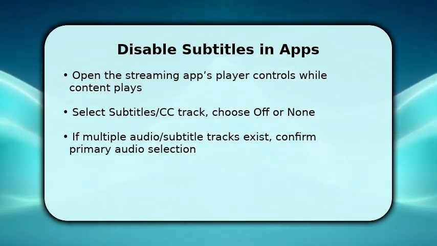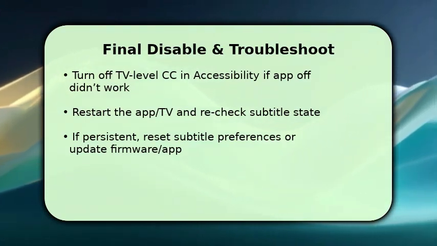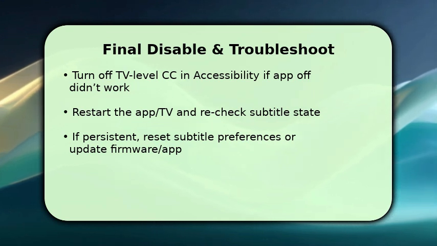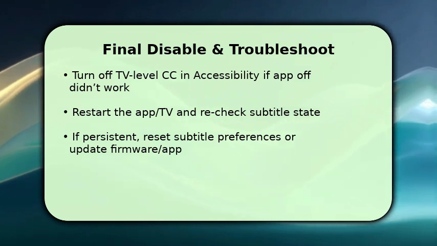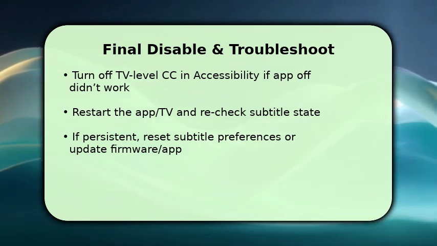Finally, if subtitles persist, return to TV accessibility and switch closed captions off at the system level. Some sources ignore app settings otherwise. Once you turn System CC off, restart the app or power cycle the TV to clear cached settings.